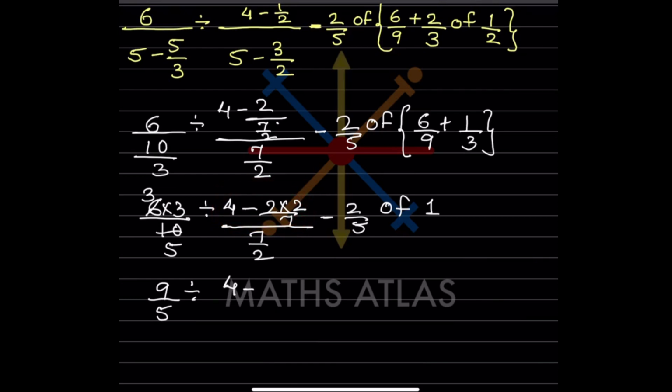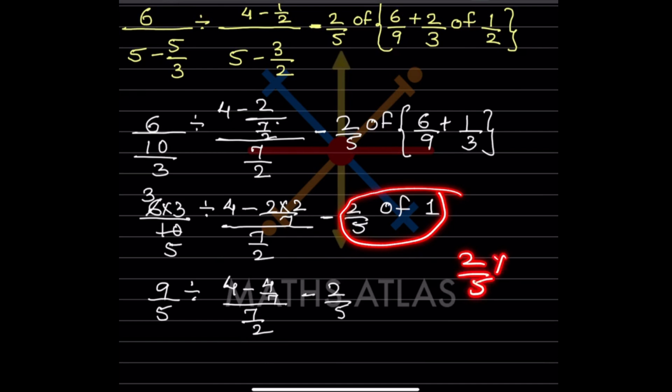4 minus 4 by 7. And the denominator is the same, that is 7 by 2. Here we'll write minus 2 by 5. Now see here, when we write 2 by 5 of 1, of means always multiplication. So that is going to be 2 by 5 only. So this is what I have written, 2 by 5.